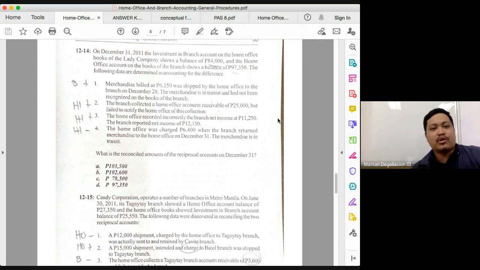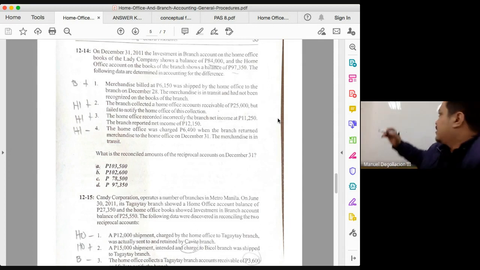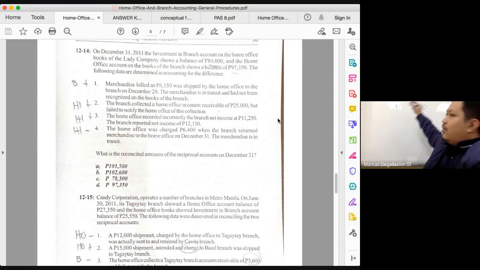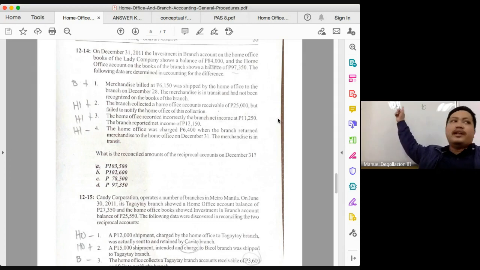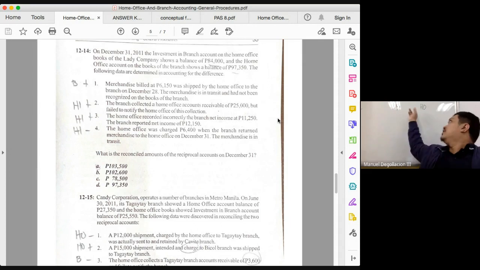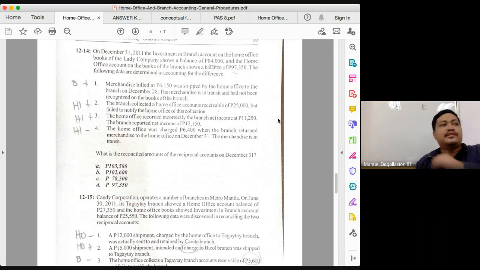So the goal here is to go over these transactions and determine how they would affect the reciprocal accounts. The suggested way of solving this one, class, would be to prepare a table similar to your bank reconciliation. On one hand, you will have your investment in branch, and on the other, your home office account. If the heading is investment in branch, this column is for the books of the home office. If it is a home office account, this is for the books of the branch. But if you have already grown accustomed to using home office and branch instead of investment in branch and home office, then continue to do so.